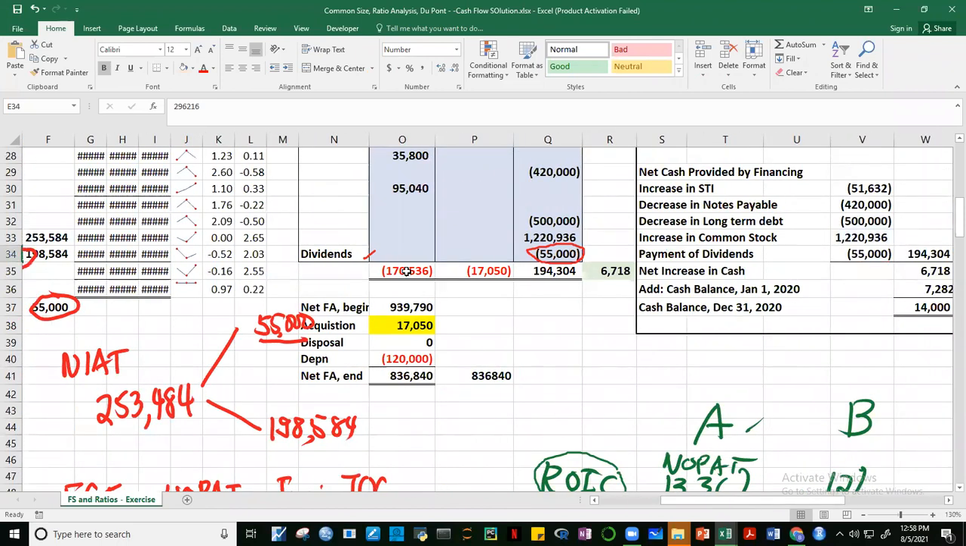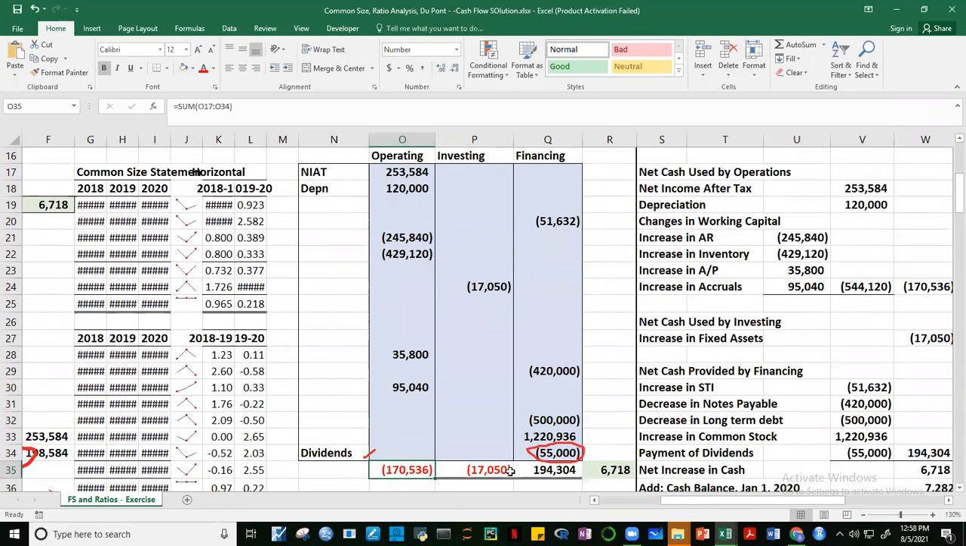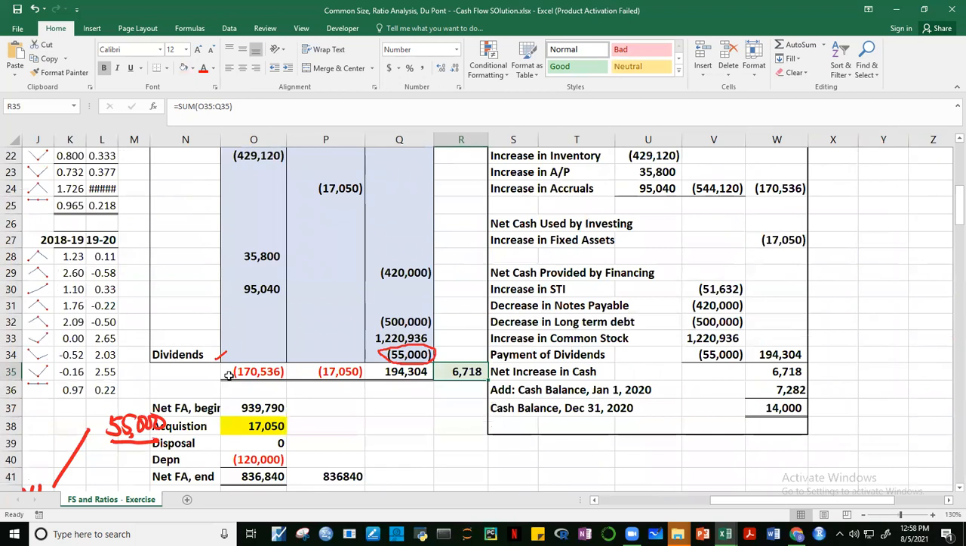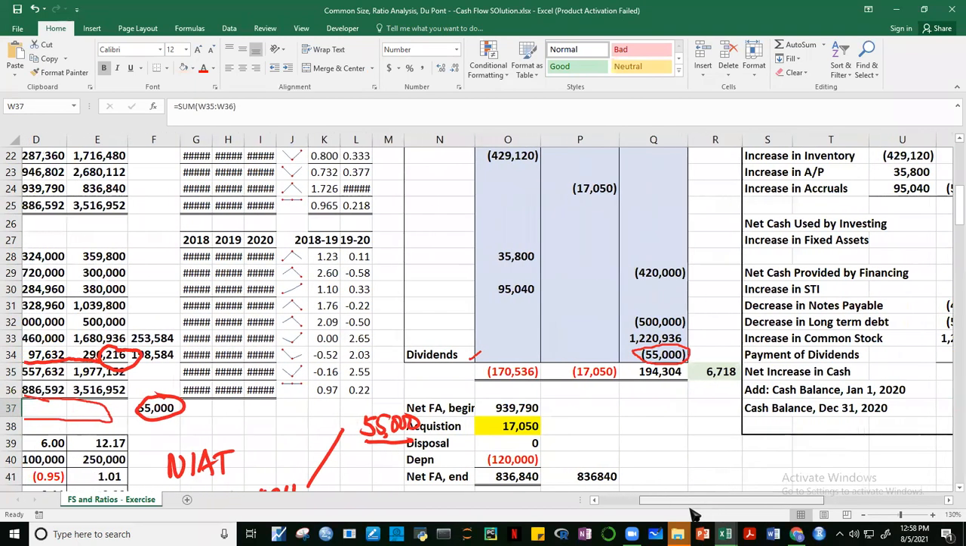Okay, so we total the net cash used by operating, net cash used by investing, and net cash provided by financing. If you total this, it's 6,718, the same as the 6,718 there. So we're okay. I continued here, you know how to do this. The 170, 17 and 194 are set aside in another column. You get the total, 6,718, add the cash balance beginning to get the cash balance ending. Okay, so that's your statement of cash flows.